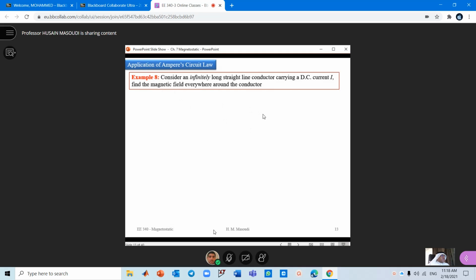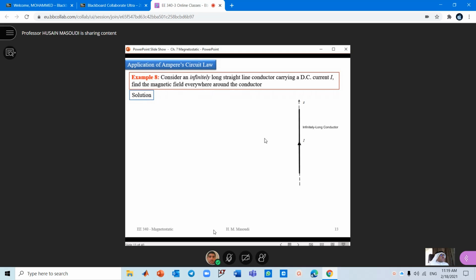Let's take this example here, for which we know the answer. Assume that we have the z-axis carrying a DC current, and this DC current is flowing along the positive z direction. Now, forget about Biot-Savart. We know the final answer from Biot-Savart.